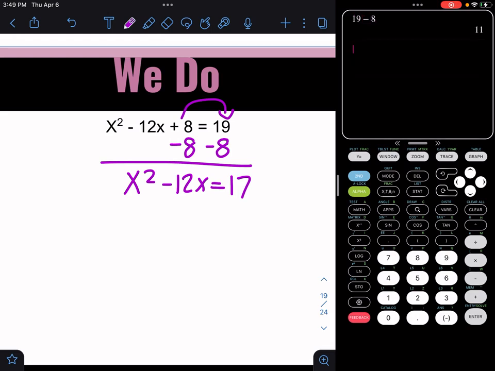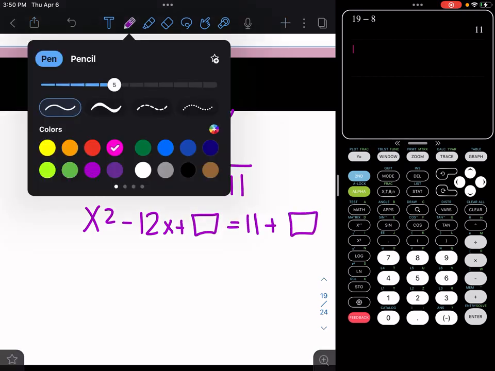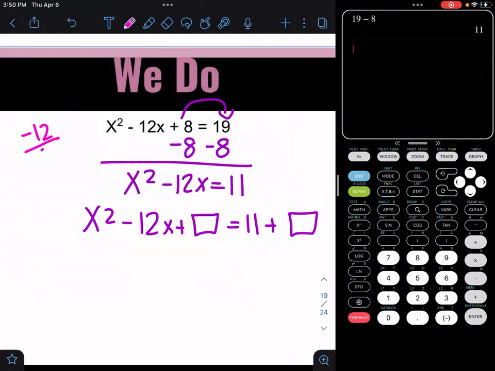Oh, I'm at 11. Sorry, I was definitely not doing math correctly. And now I'm going to add a box, a square, since this is going to be the square. Add the square to both sides. Inside the square, we do b. b is negative 12. Divided by 2, that's negative 6. And negative 6 squared is 36. So then we get x minus 6 squared.